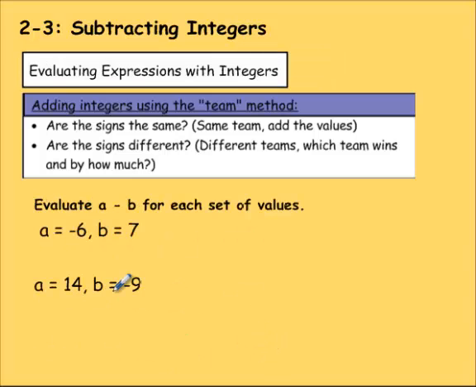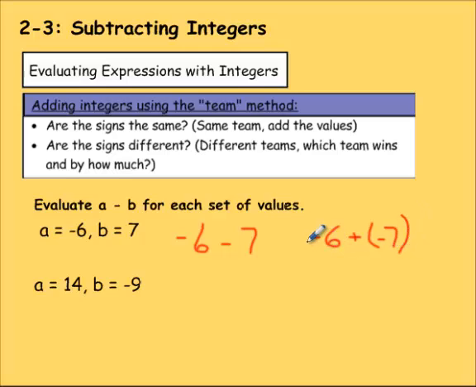Let's do some of these problems with expressions then. We have a minus b, and then we need to plug in these values for a and b. So we have negative 6 for a, and then we're subtracting b, which is 7. So negative 6 minus 7. If we're going to be adding the opposite, we would say negative 6 plus, remember adding, and then the opposite of positive 7 would be negative 7.